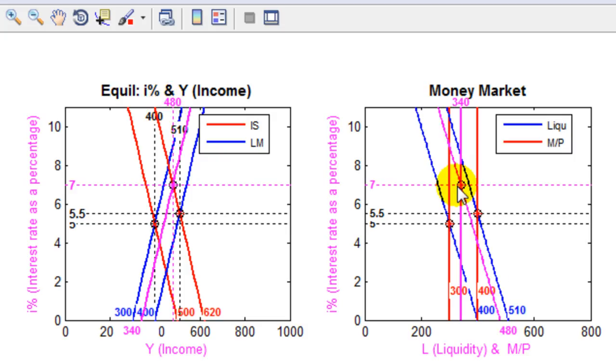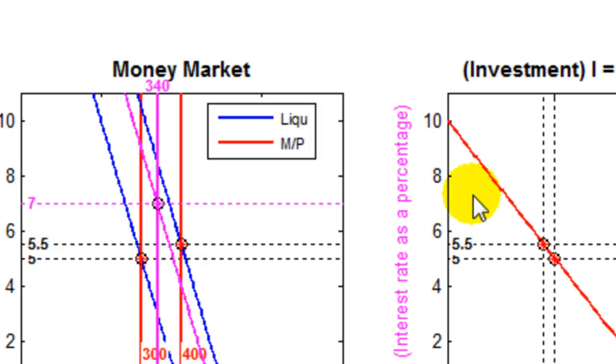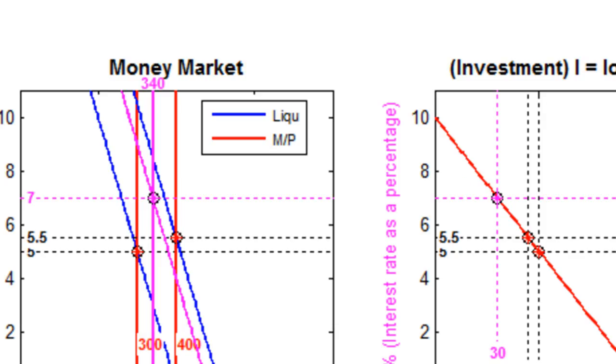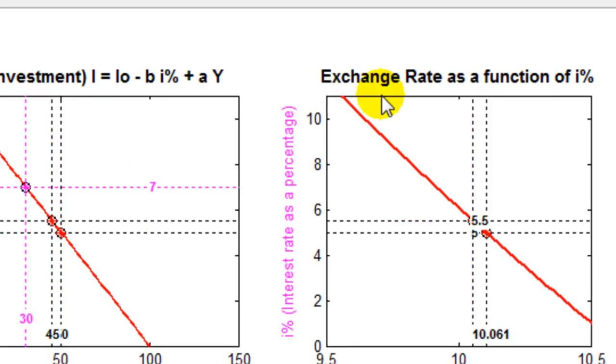So now we go to the investment. So 7 will hit the curve here, so we will go about here, therefore investment will go down. Now we go to the foreign exchange market, and then 7 will hit here, so the exchange rate should go down.